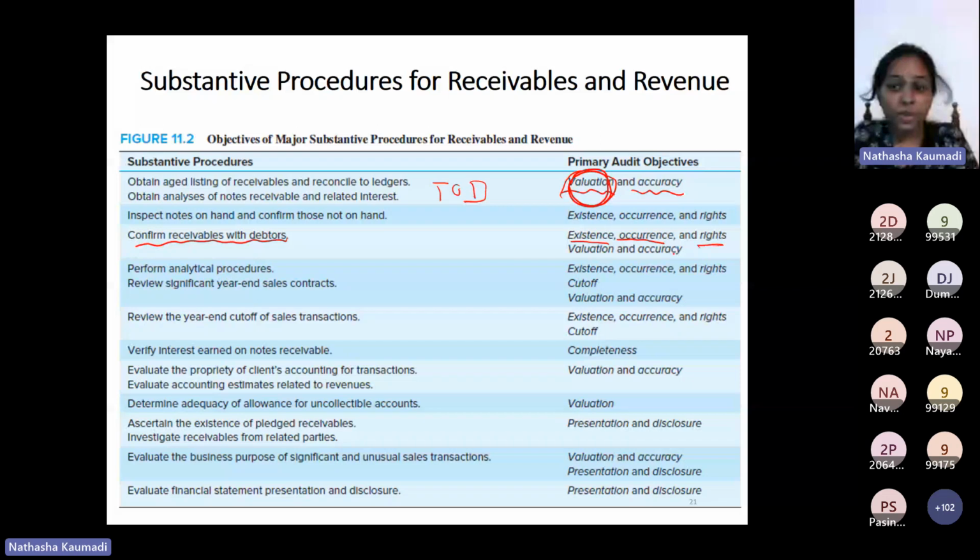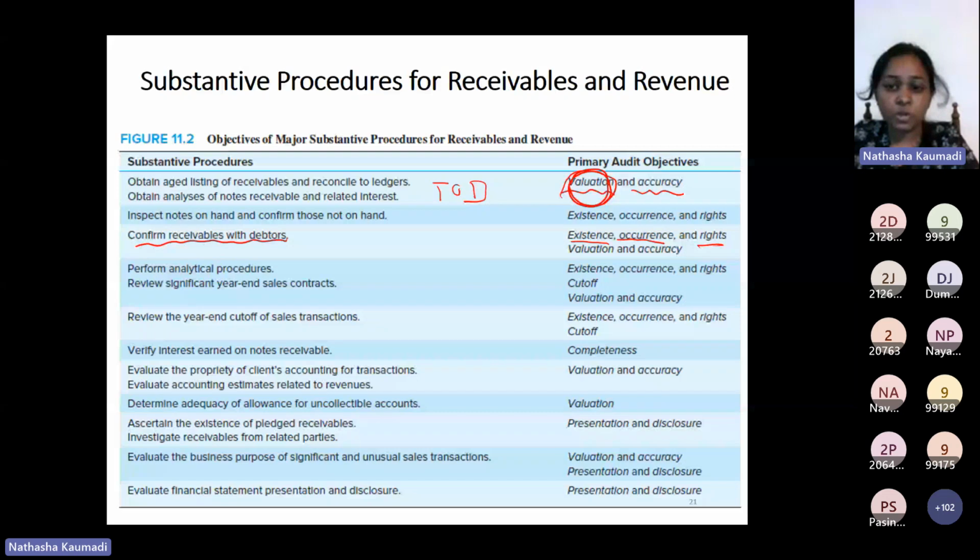Rights and valuation. Rights means, if the customer has actually responded to the auditor saying yes, this balance is to be paid by me, I will pay that in later days, that is the meaning of confirming the balance. That means this organization has a right. Let's say the customer sends a response saying these are not balances, we have nothing to pay to the organization, then for that balance there's no right. If the customers are factored out, there's no right. So you are checking the rights as well.